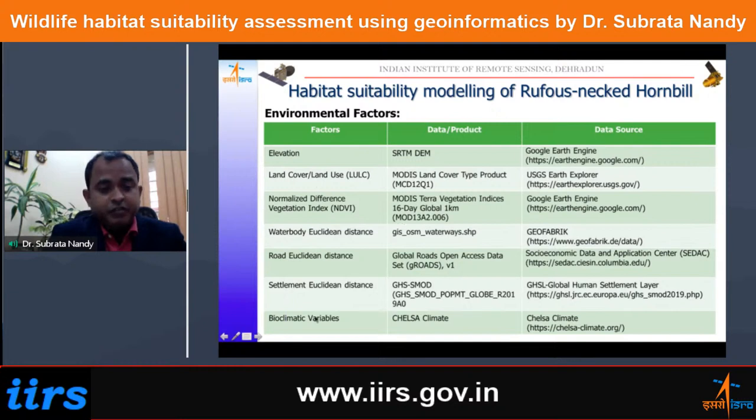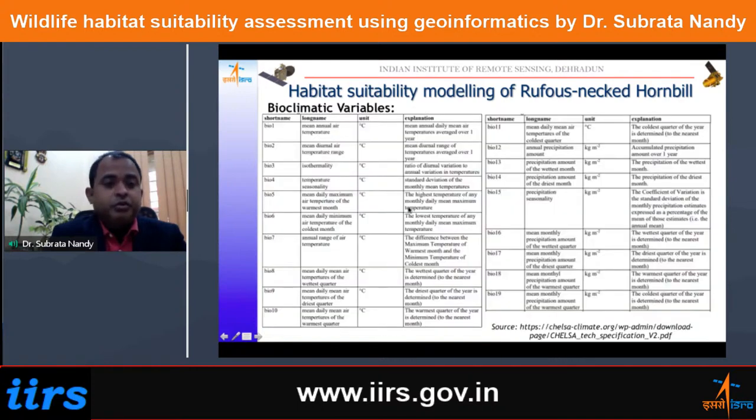These are the variables or the factors that are used, or you can say environmental factors. And then these are the data sets which correspond to these factors, and then the data sources. So in these bioclimatic variables, we have used CHELSA climate data. Now this is the link of the website of CHELSA. Now, if you see these bioclimatic variables of CHELSA, this is again bio 1 to bio 19. All these variables are being used, and these are different aspects of temperature as well as precipitation.